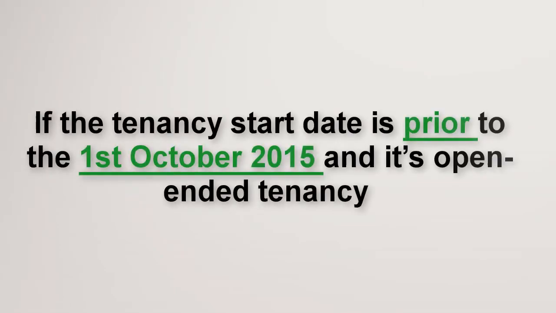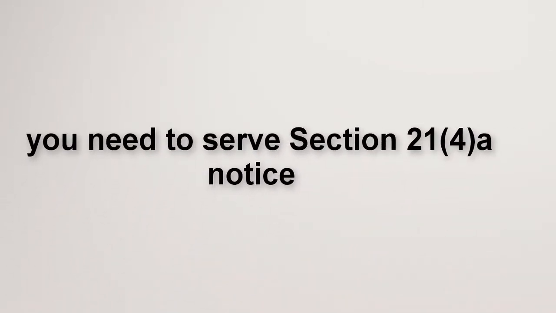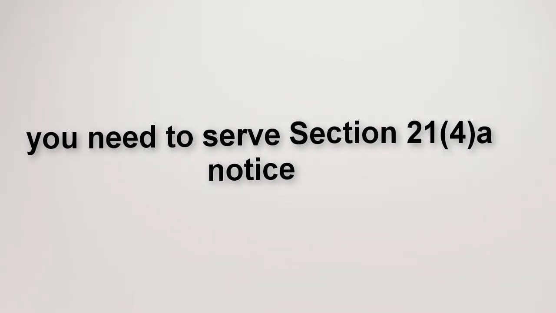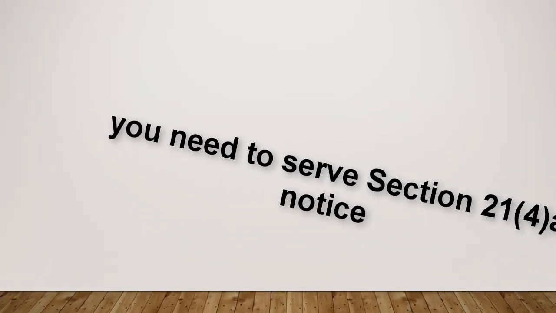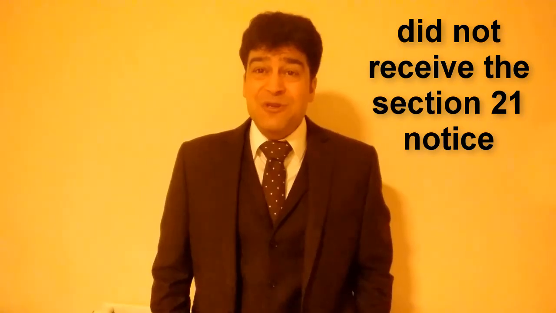If the tenancy start date is prior to the 1st of October 2015 and it's an open-ended tenancy, which means there are no terms specified and the rent is paid monthly, so it was a monthly periodic from the start, you need to serve a Section 21(4)(a) notice for periodic tenancy and follow the same rules explained earlier. The only valid defenses to a Section 21 notice by the tenant are that there is a defect in the Section 21 notice or the tenant did not receive the Section 21 notice.